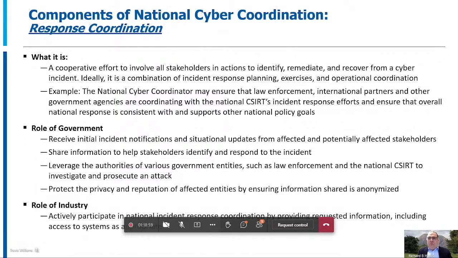Ideally, industry's role in response coordination is a proactive role, because both the government and critical infrastructure owners and operators have a common interest in protecting those assets and dealing with their disruptions. And so ideally, and we've talked about this a little bit in stakeholder engagement in previous sessions, this relationship between industry and government is very cooperative and beneficial. Next slide.